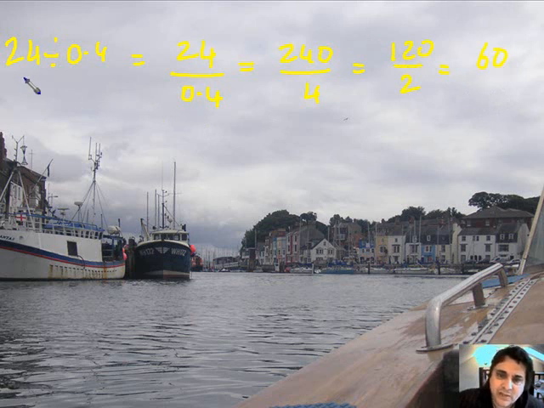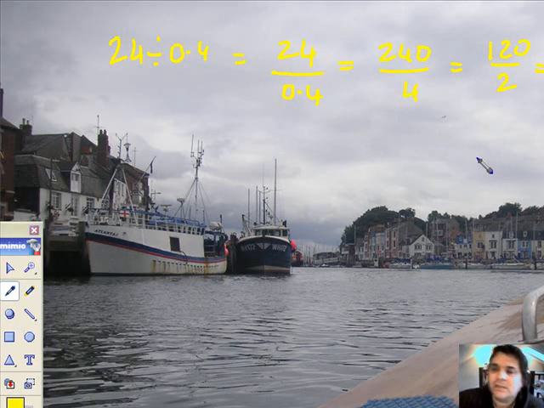Would you believe it? 24 divided by something ends up being a number bigger than 24. Think about it. When you divide by a decimal that's less than 1, you will get a number greater than the number you're dividing. That's right.